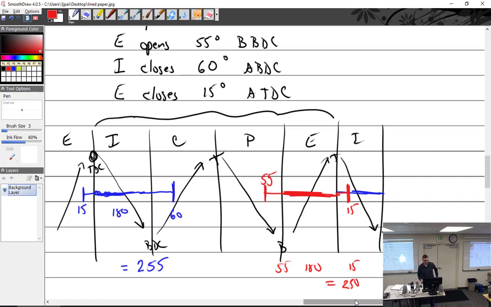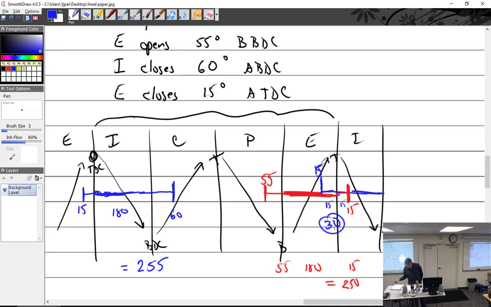What is my valve overlap? 30. I did a terrible job of showing valve overlap because I should have done it over here. I should have finished my intake. This intake right over here is 15. I just picked it up from right there. So valve overlap is 15 plus 15, so valve overlap is 30.